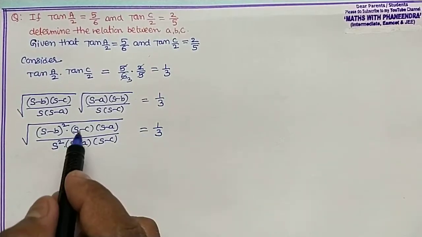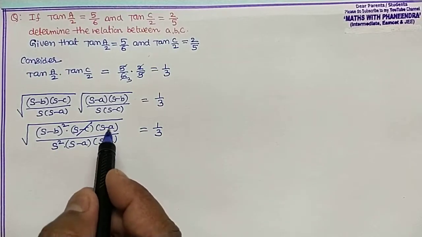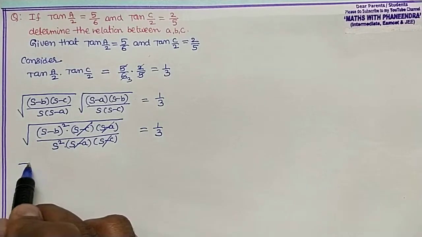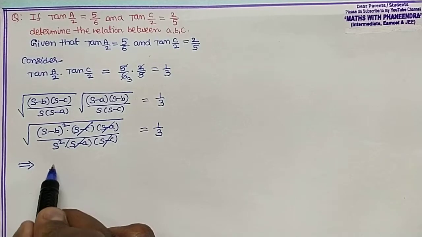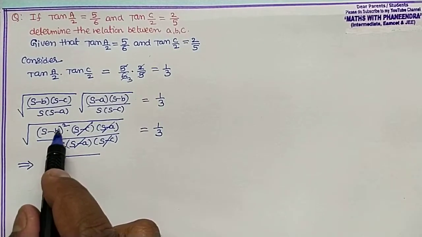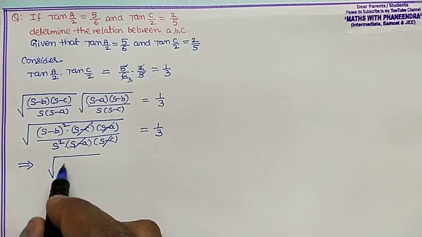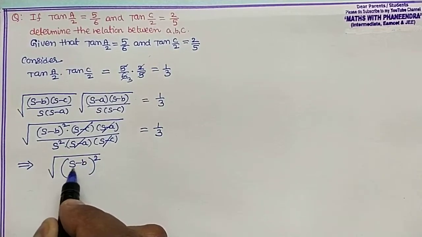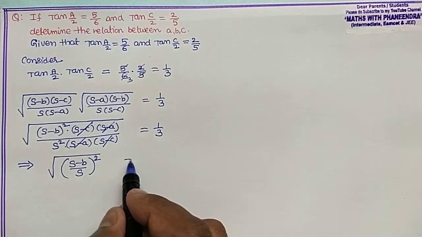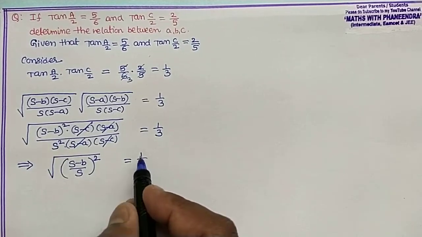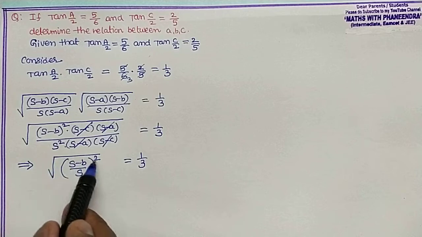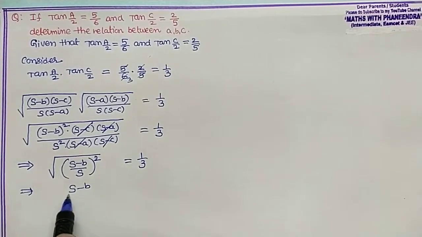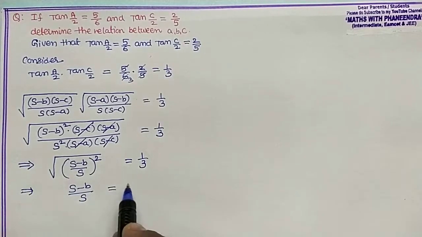So after that, s minus c, you can cancel it. S minus a, you can cancel it. The rest of the terms you can write like this: square root of (s minus b) whole square by s square, no? Can we write like this? Square root of (s minus b by s) whole square is equal to 1 by 3. Now, square root and square will be cancelled. We will get (s minus b) divided by s is equal to 1 by 3.